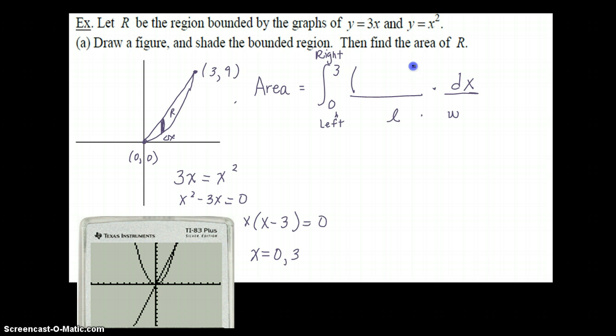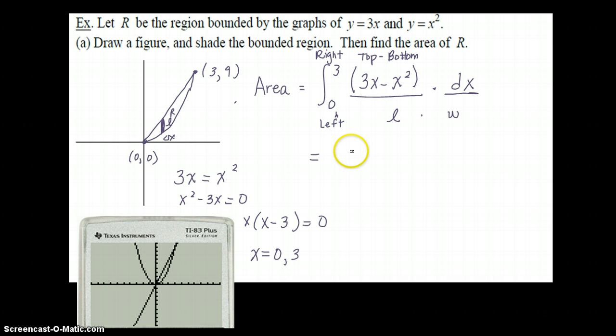Now we need to figure out what the length of our rectangle is. We figured out our width, but our length is going to be whatever the top function is minus the bottom function. So again, top minus bottom, or upper minus lower, sometimes I'll say. So the top function is the linear, and the bottom is the quadratic. And there we are. So finding the area of R, you have a couple of choices. I'm going to do this one by hand to remind us how to integrate, but you could also check your answer with math number 9 right now.